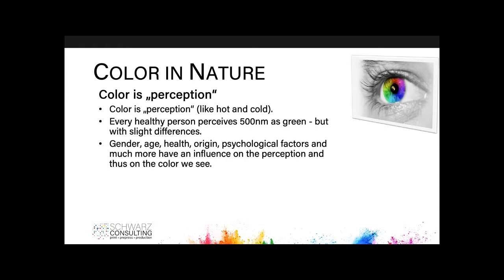The most important part: color is perception. Color is nothing absolute. It is something relative, and everybody sees color differently. Color is perception, like temperature, like hot and cold. When I'm sitting in the living room with my wife and I'm at a comfortable temperature, she's freezing, or the other way around. A decent temperature is nice for me, and might be too cold or too hot for someone else. It's the same with color. Color is perception, and a lot of things have an impact on how we see color: gender, age, your health condition, physical factors, and all this stuff.